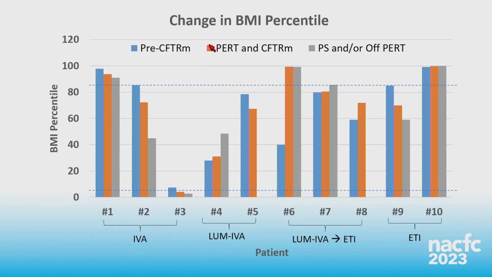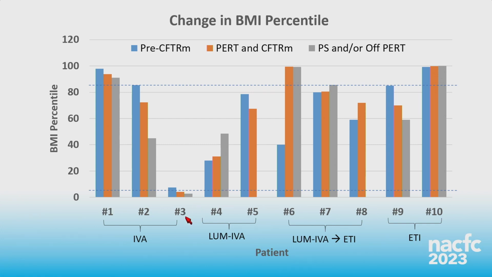This chart shows the change in BMI percentile for all of my patients. Blue represents the patients before starting modulator therapy, orange after modulator therapy but before pancreatic recovery, and gray after pancreatic recovery. The space between these 2 dotted lines indicates what the WHO definition is for a healthy BMI, which is between the 5th and the 85th percentile.